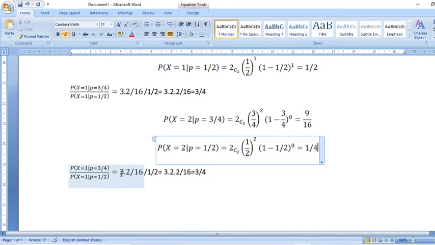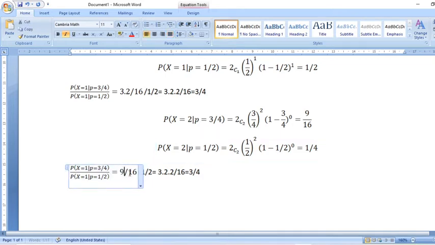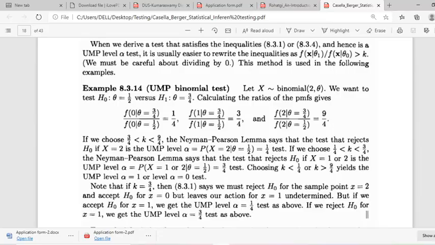1 by 4. So what will be the value? 9 by 16 divided by 1 by 4. That means 9 by 4. Yeah, it is 9 by 4. So we obtained the 3 ratio values.